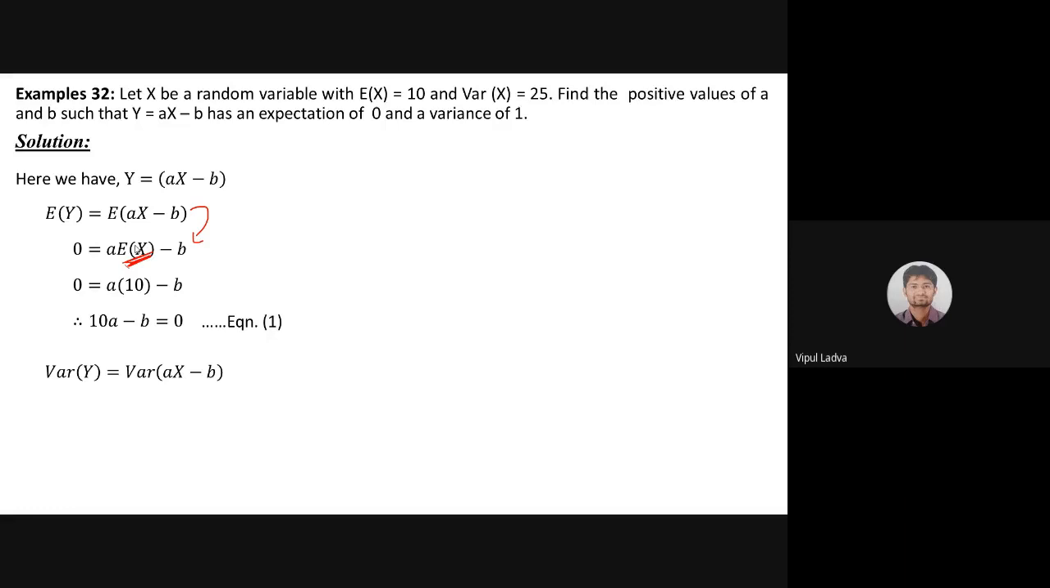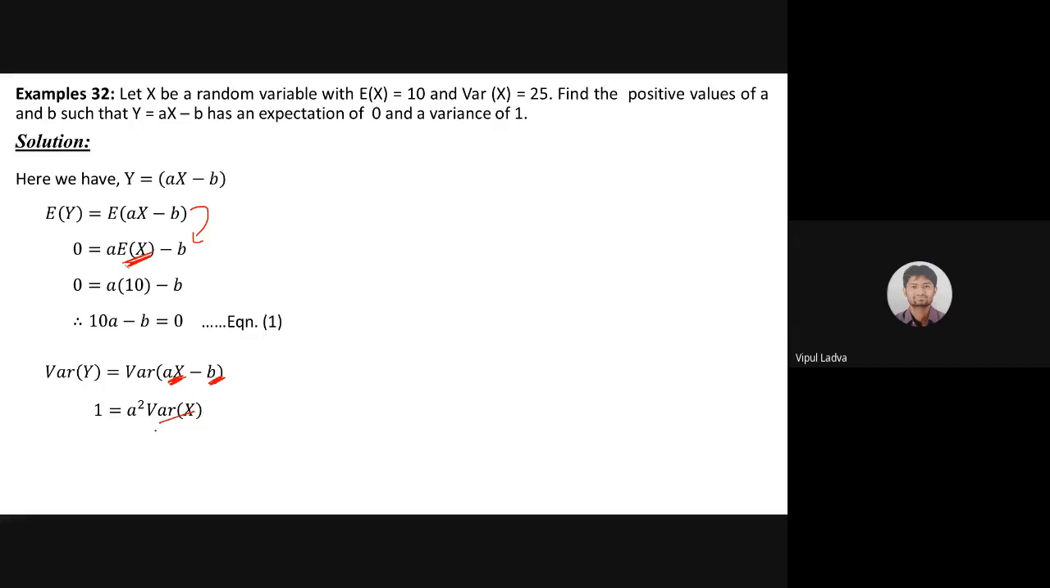Now let's go for the next one. The variance must be 1, as the data says that we need y such that variance is 1. We know y is nothing but ax minus b, so we are looking for variance of ax minus b. Variance of y is 1, so I will replace 1 over there. Using a simple property, variance of ax minus b is a square variance of x, and variance of b is 0 because variance of any constant number is 0, we know that. So minus 0 का कोई मतलब नहीं है यहाँ पे.